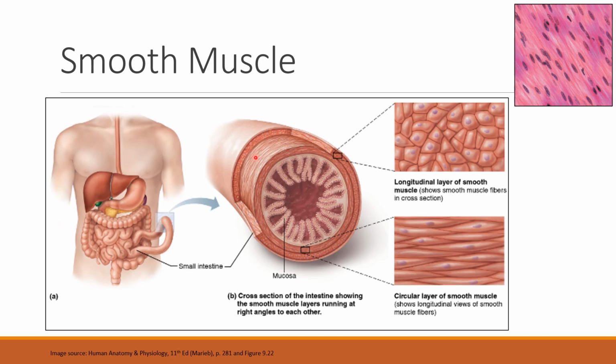So the wall of the small intestine is composed of a lot of this smooth muscle. And these are the involuntary contractions that help to propel the food from your stomach as it goes all the way through the digestive process, and then it gets into the large intestine, continues to propel all the way on its way out.